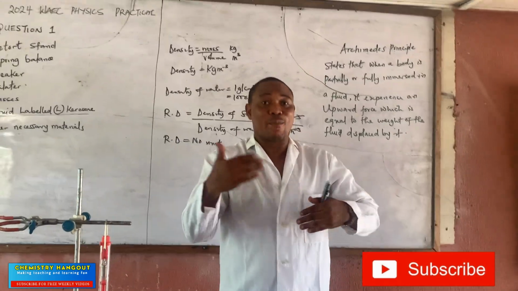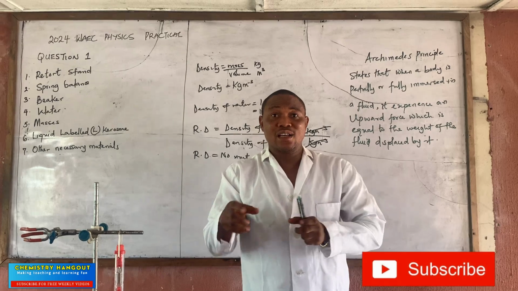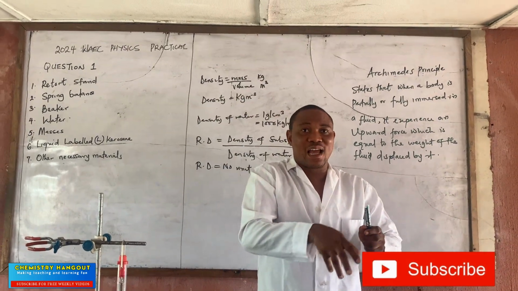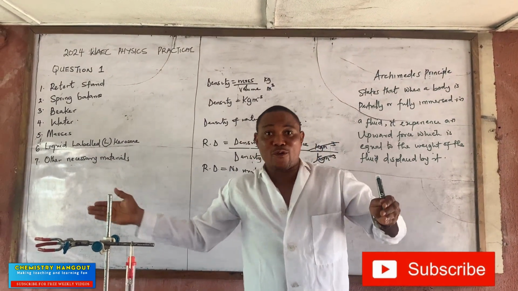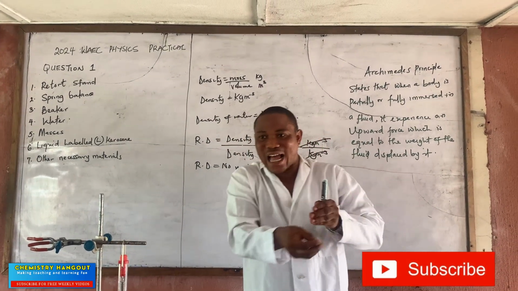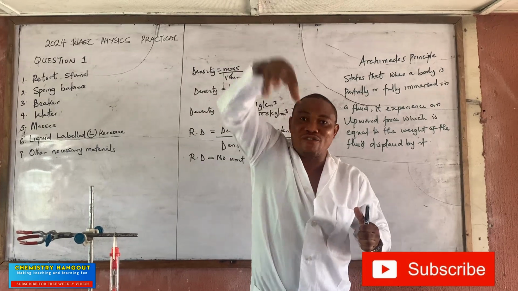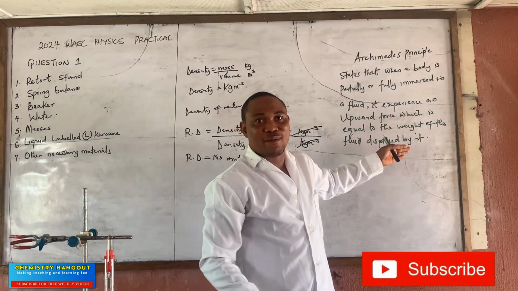okay, let's say for example, of course, for some of us that have seen this practical before, we use an overflow can, which means when you immerse a body in water, some water will leave. If you are using an overflow can, some water will be displaced. So the weight of the water displaced is the weight of the object or the body you have immersed. That's the meaning of what Archimedes is saying.